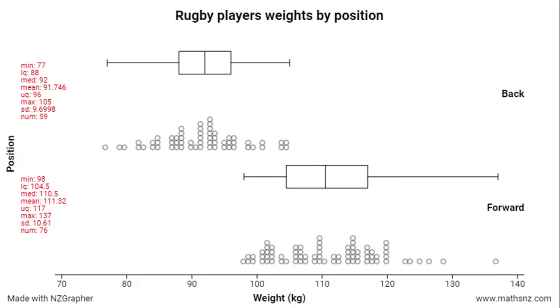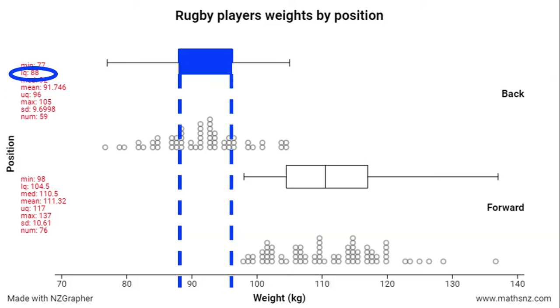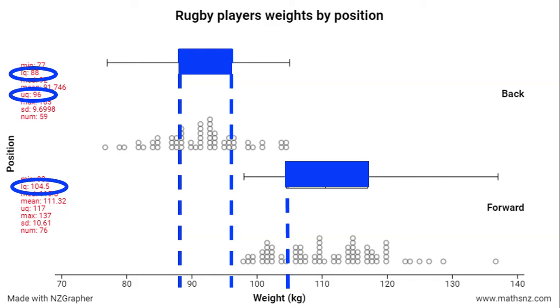So we need to look and identify where this middle 50% is. So let's start by looking at our backs. So I've drawn a blue box there, and you can see that is the middle 50% I'm referring to. I'm going to read off the values for our upper and lower quartiles. So our lower quartile is at 88 kilograms, and our upper quartile is at 96 kilograms for our backs. Then we do the same thing for our forwards. So there's the middle 50% of our forwards, and that goes between 104.5 kilograms and 117 kilograms. So those are the values that I want to report on.